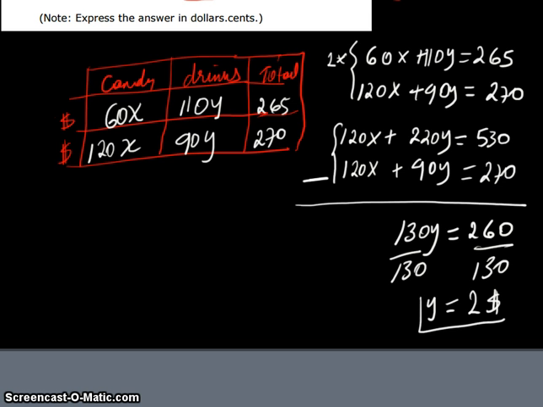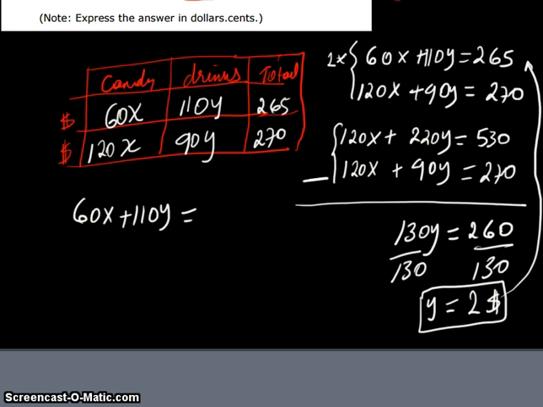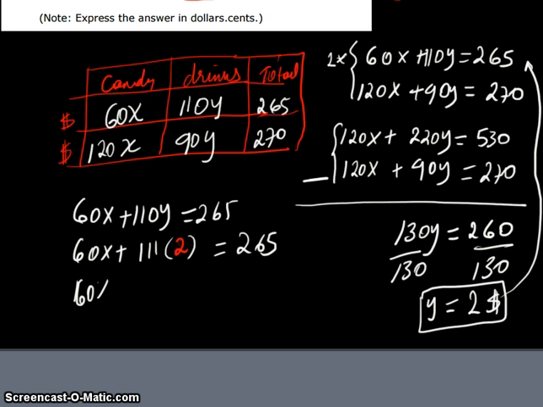So the price of drink is 2, so we can use this and plug it back into any of these equations. In this case I'm going to plug it back into the first one, which is 60x plus 110y equals 265. Now we know what our y is. In this case y is going to be $2, so I'm going to put 2 right here for the price, and then this will be 60x plus 220 equals 265.